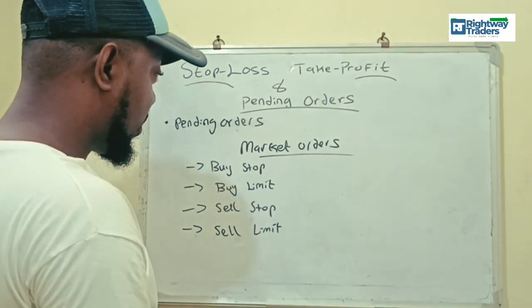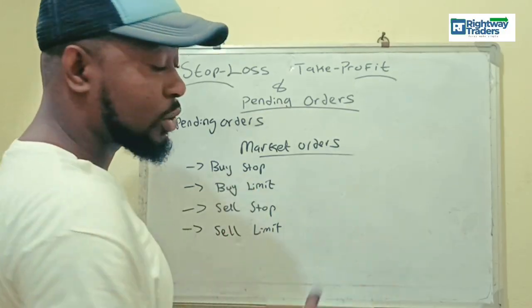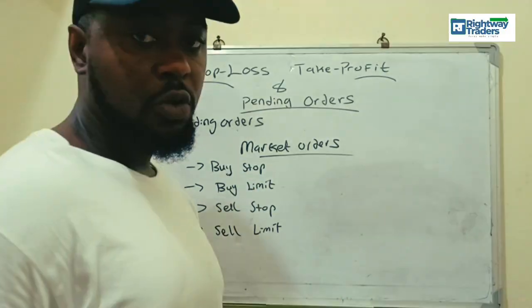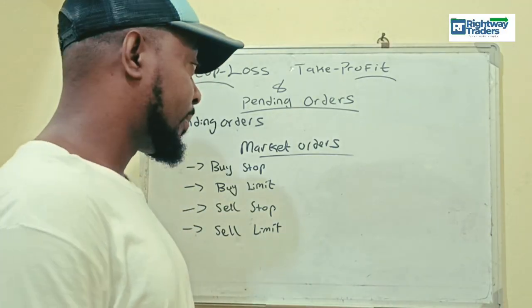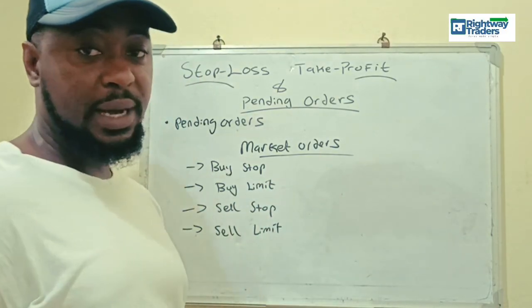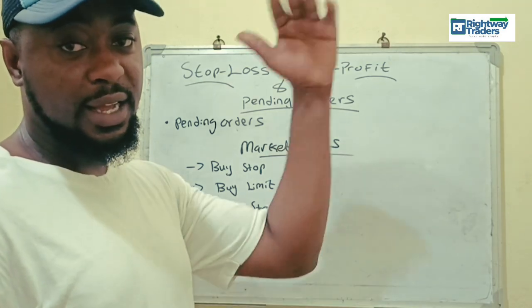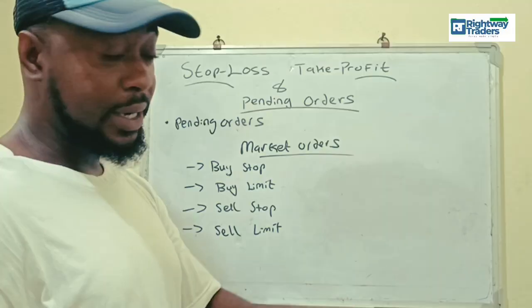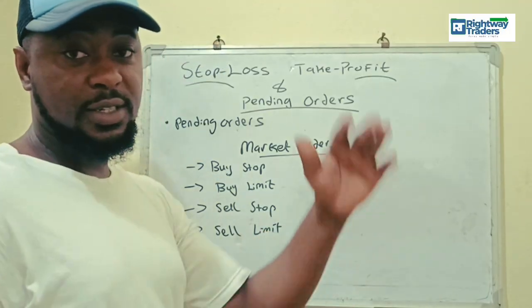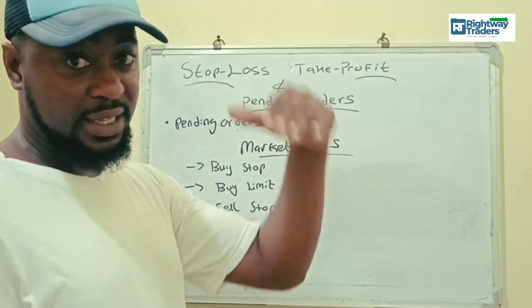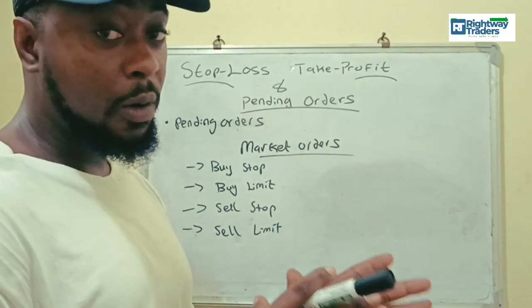Now I'm going to use buying and selling to illustrate this. Remember I said market orders are at the price at the current time. Market order is buying at the current price. Buy stop is buying at a higher price. Buy limit is buying at a lower price. Sell stop is selling at a lower price. Sell limit is selling at a higher price. I'm going to be explaining them one by one.